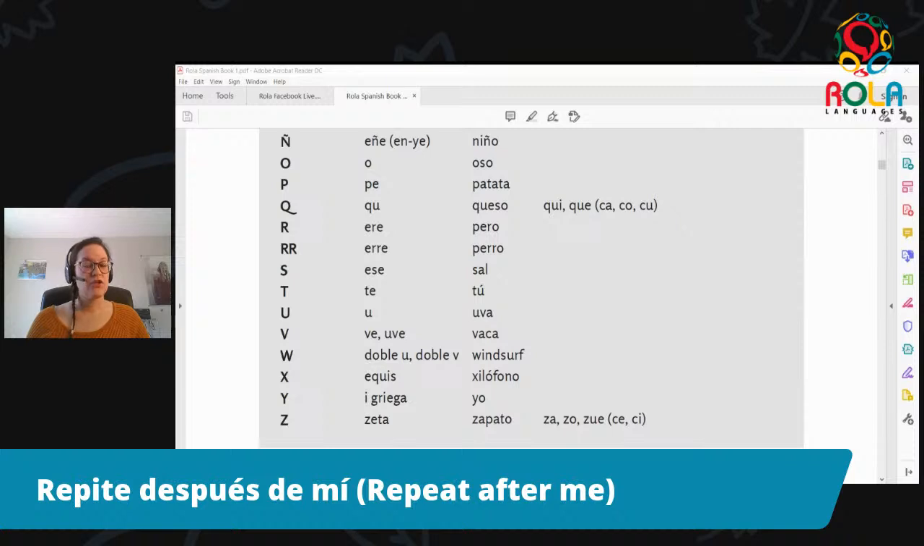Zeta. You notice I'm pronouncing this one kind of like an S sound, but also something specific to this letter: if you're in Spain, the accent is a little bit different, and they actually pronounce this one like a TH sound. So they call this letter zeta. But all the other Spanish-speaking countries around the world pronounce it like S, so like seta. So for our example word, please repeat this after me, repite después de mí: zapato, zapato.